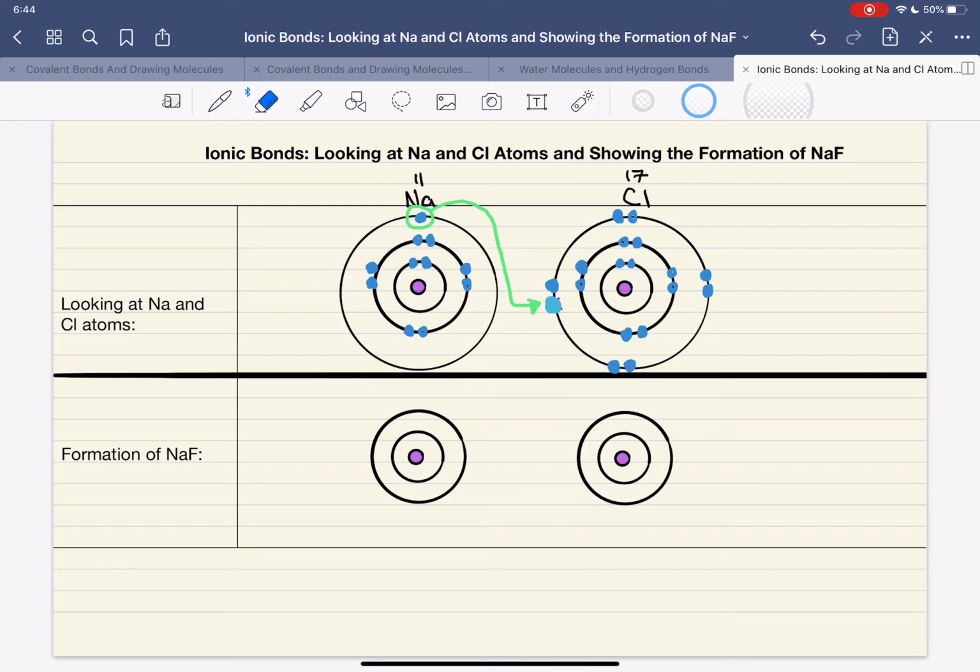And if we go back here and erase that electron, sodium has a full second shell. They're both happy, both stable. But something else happened when we transferred electrons. We now have an unequal number of electrons and protons for each of these 2 atoms.